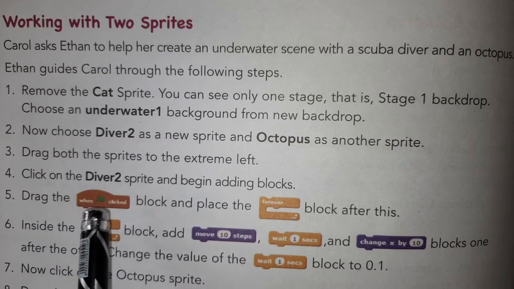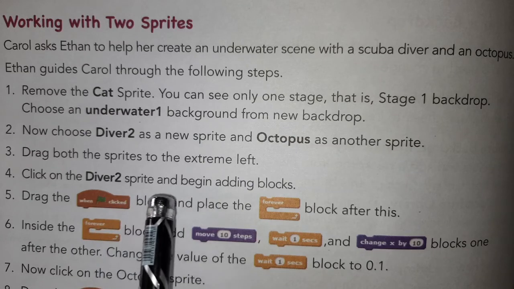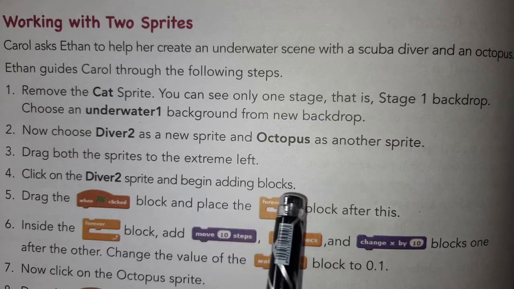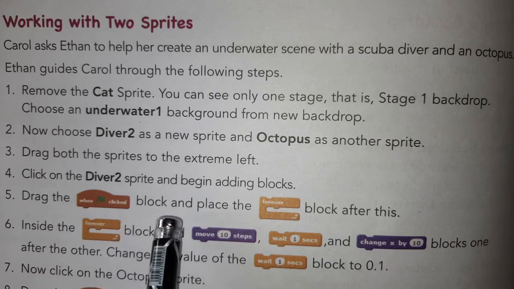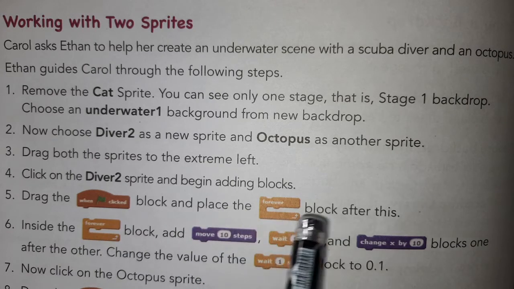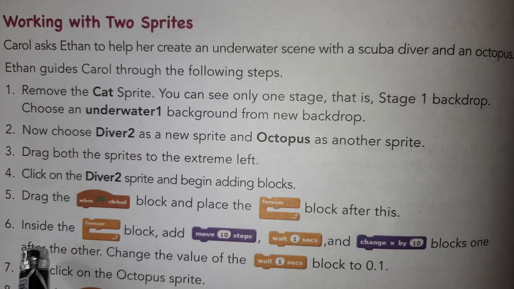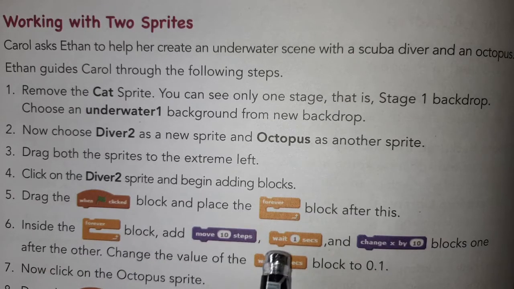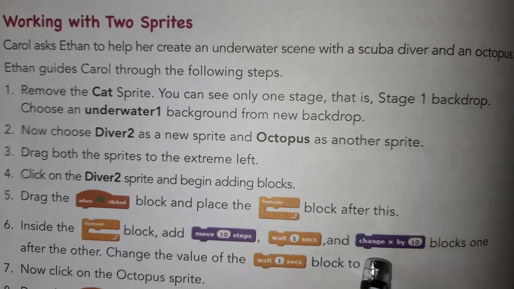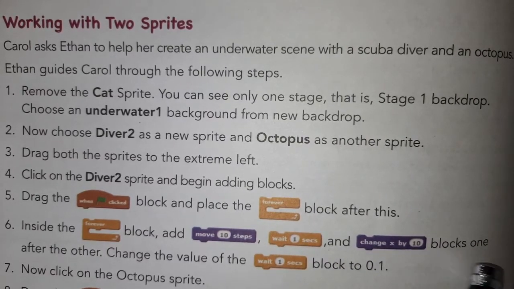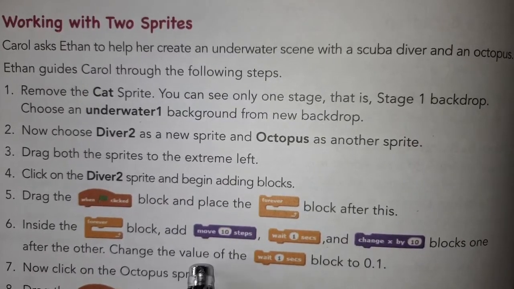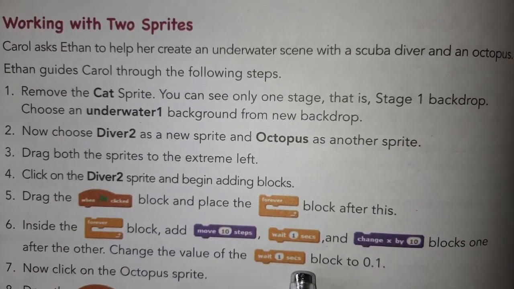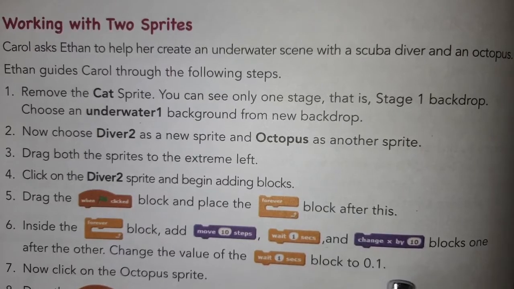Click on the Diver 2 sprite and begin adding blocks. Drag the when flag clicked block and place the forever block after this. Inside the forever block, add move 10 steps, wait 1 second and change X by 10 blocks one after the other. Change the value of the wait 1 seconds block to 0.1.